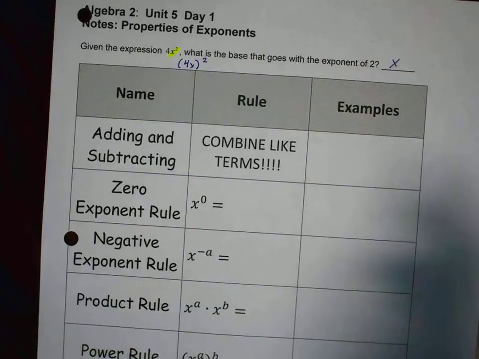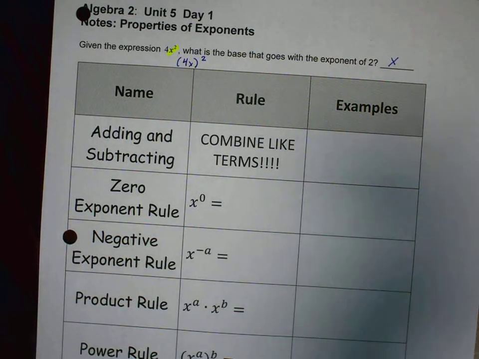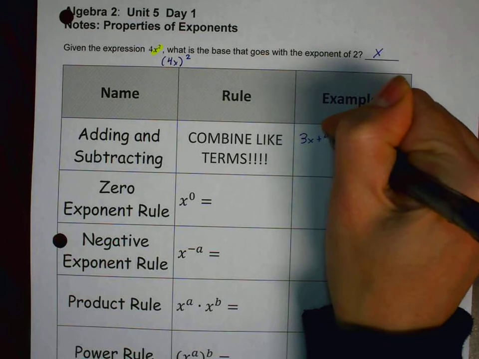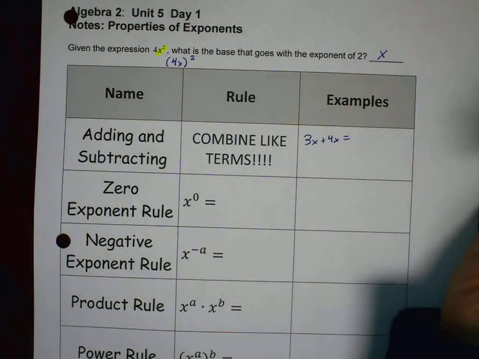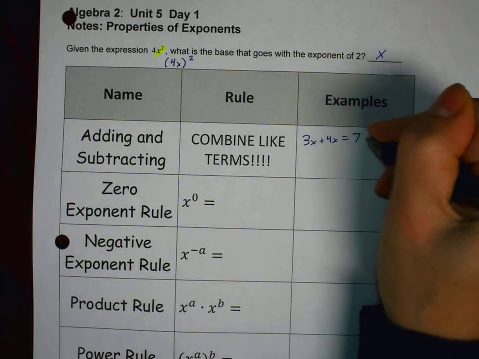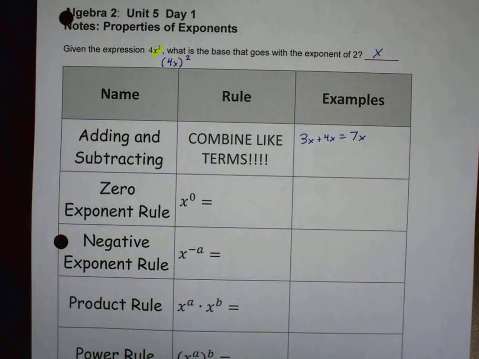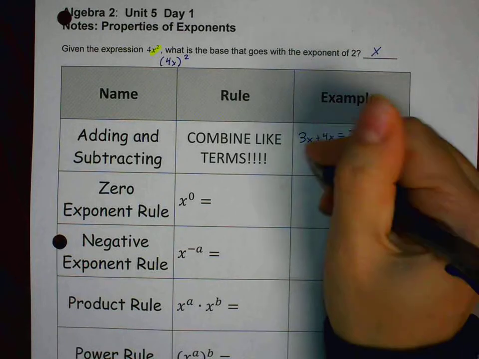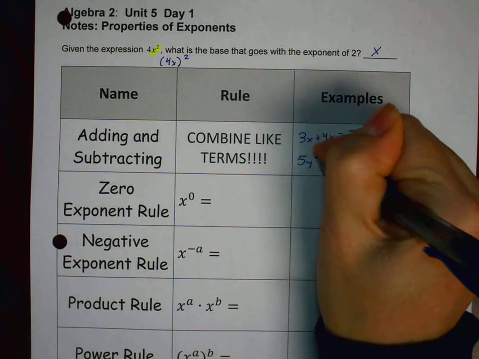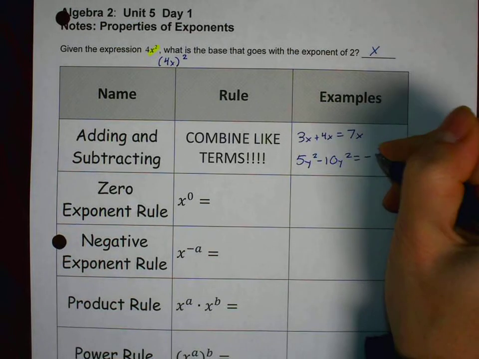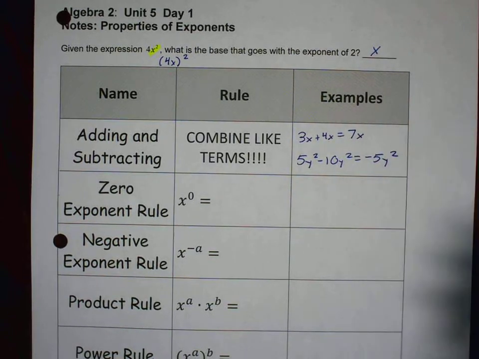So quick review. When we add and subtract with exponents, we are just combining like terms. So for example, 3x plus 4x. You add the coefficients, 3 plus 4 is 7, and you keep the variable exactly the same. You don't change the exponents on the variable. Or maybe I have 5y squared minus 10y squared. 5 minus 10 is negative 5, and we keep the y squared.